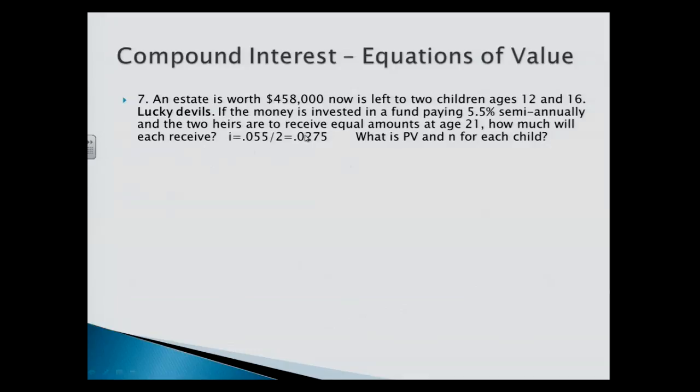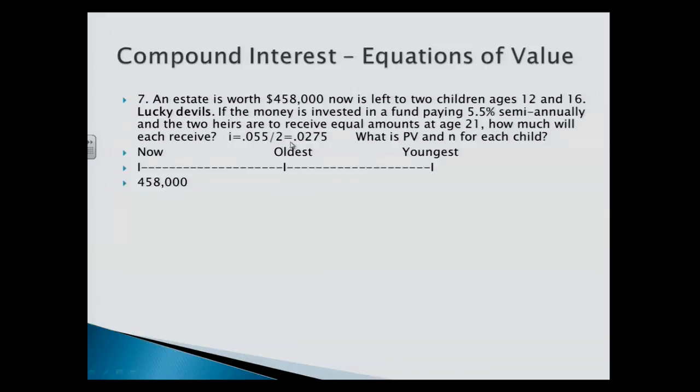I will be consistent, but N will be different for the two children because the 12-year-old has to wait longer. The 12-year-old has to wait 9 years to be 21, and the 16-year-old has to wait 5 years. We want to know the present value, and because of that, we calculate an N for each child. This is very similar to the previous problem.